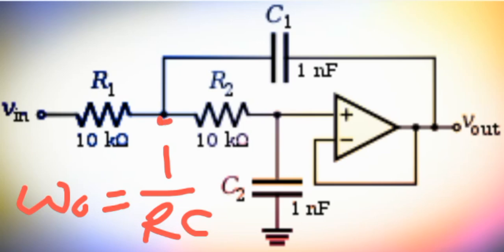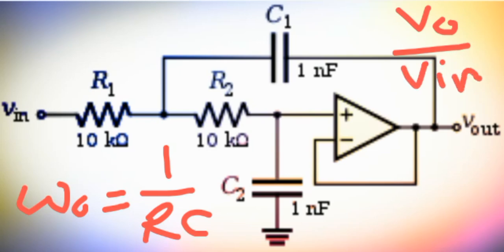There is this node right over here, there is this node right over here. So at these two nodes we can apply the KCL, Kirchhoff's current law, to derive the transfer function of this circuit. A transfer function will be the ratio of output divided by input, which is expressed in terms of the impedances offered by resistors and capacitors.